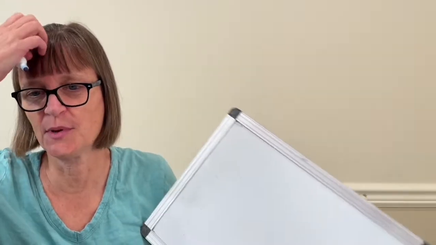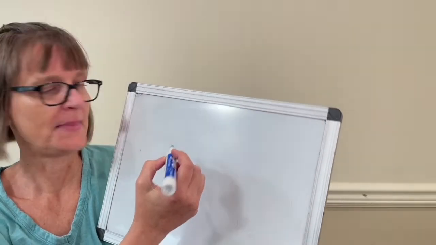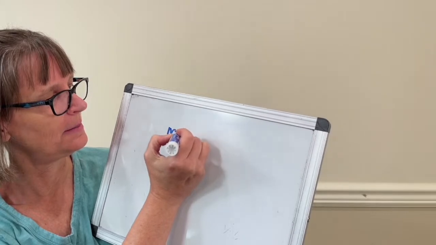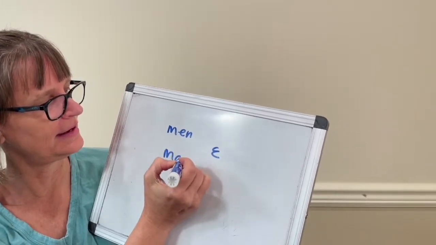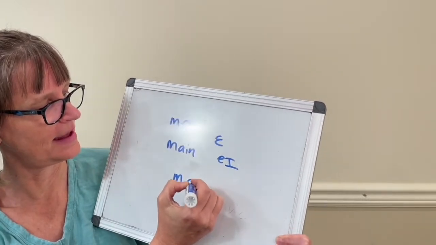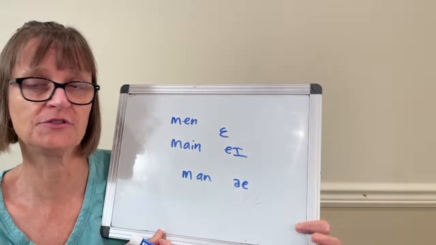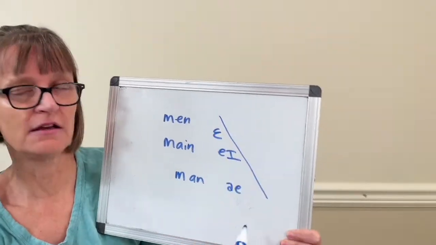We have a question about men, main, and man. So let's look at this. When we look at "men," we have the eh vowel. "Main," we have the A diphthong, and "man," we have the a vowel. So I do have a couple of videos covering these, but what we're looking at here is that the height of the vowel will change.